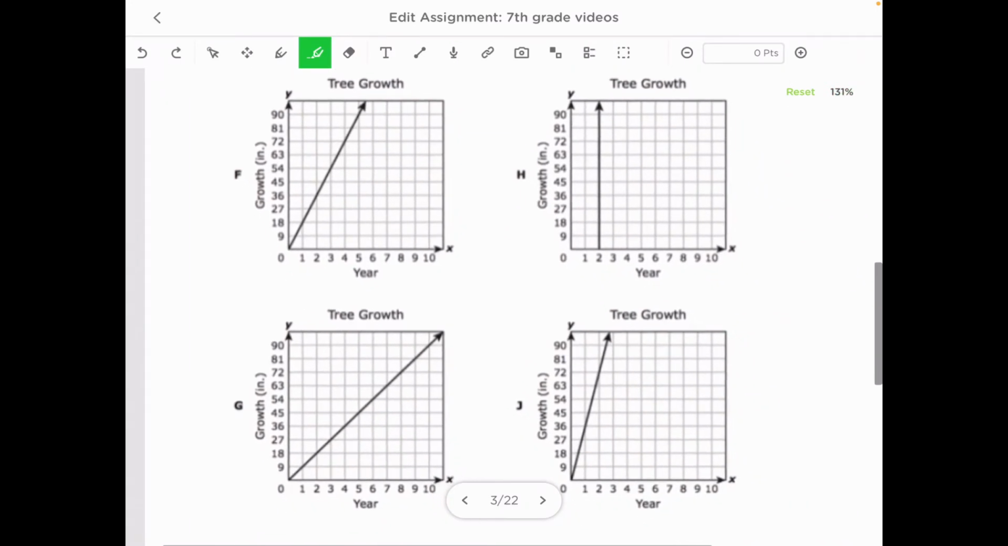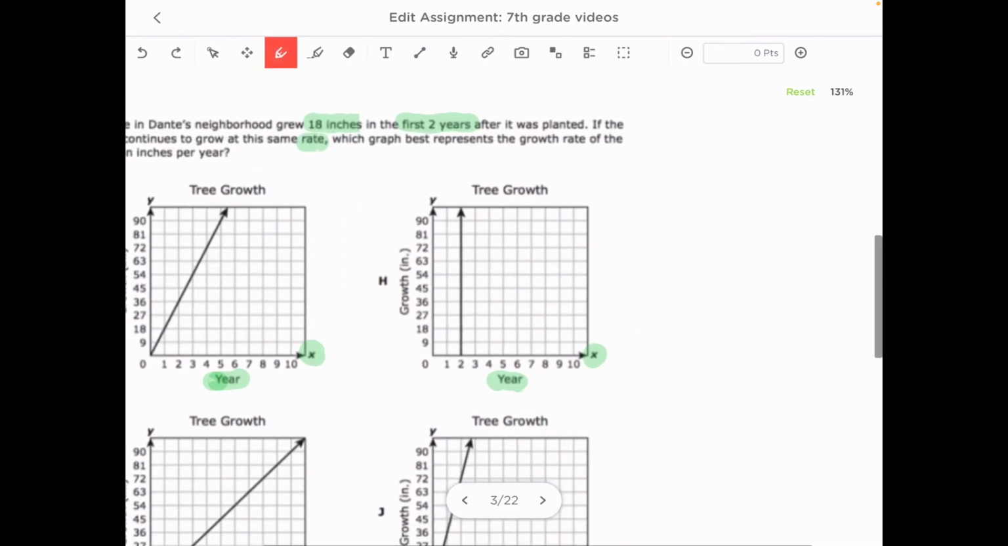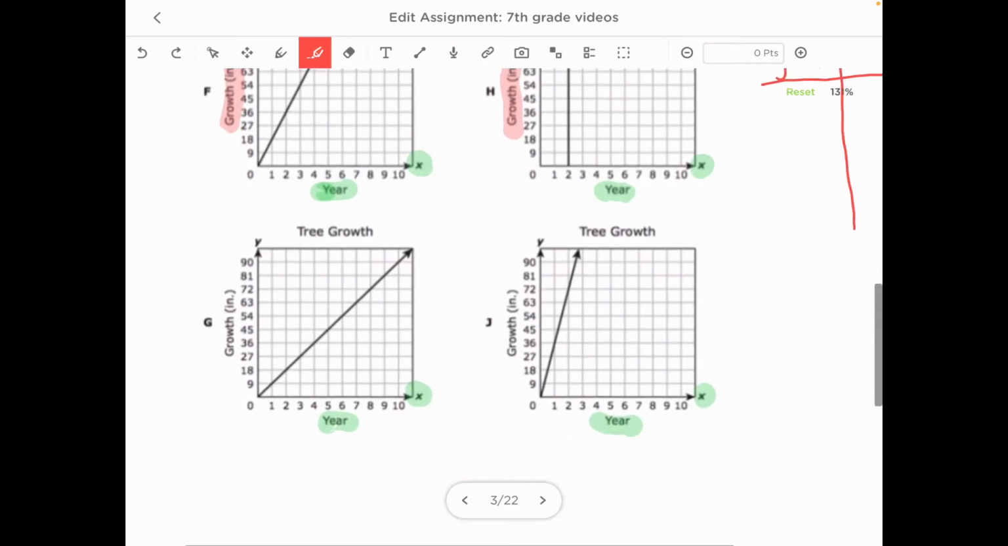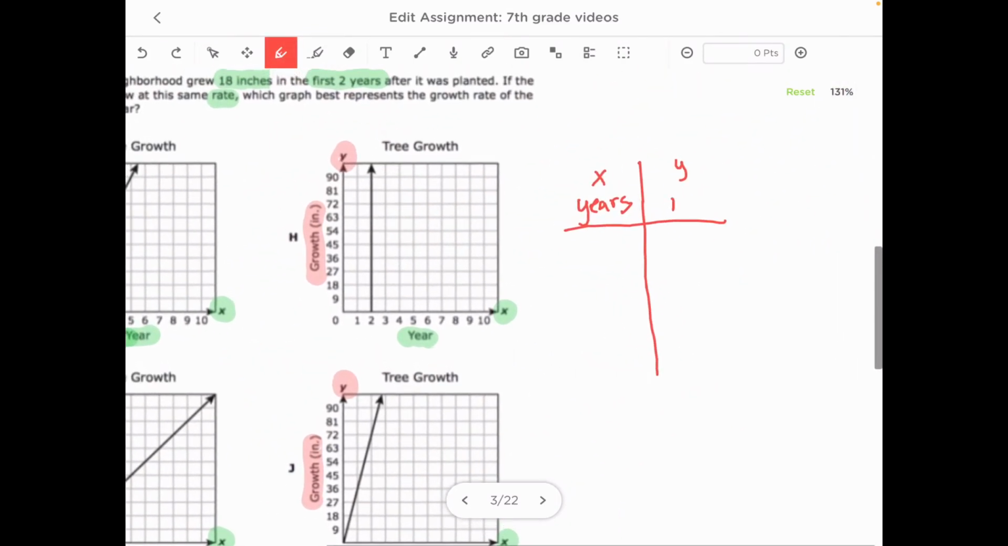But we can look at the graphs here and we can see, okay, for the X, we have years all the way across. So on my table that I'm going to create for my X, that's going to be the number of years. For my Y, let me do it in a different color so you guys can see the difference. For my Y, I can see that it's all giving me the growth in inches. So over here, I'm going to say inches. Now, let's do what they told us.